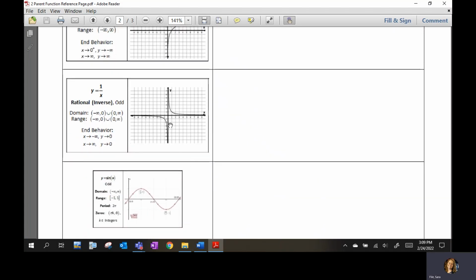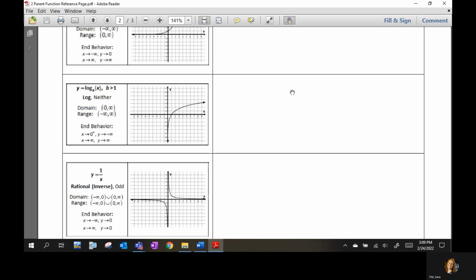And then rational has both a vertical asymptote and a horizontal asymptote. And there are multiple curves there. Now, I do want you to find the center, but it's not actually a point on the function. That point that we're going to call the center is the point where the asymptotes intersect. For the parent function, that's at the origin, 0, 0. So that's what we mean when we say vertex or center. That's what we're looking for.